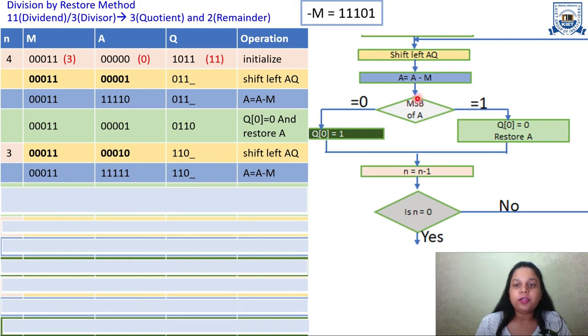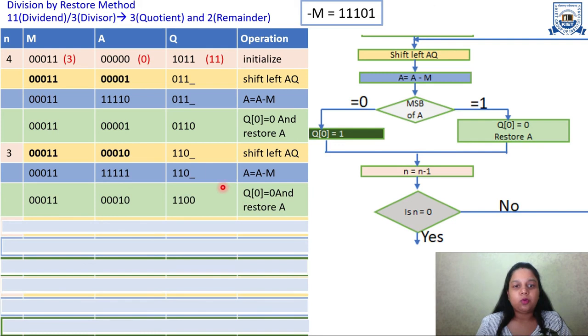Now next we need to check what is the MSB of A. So this is the value of A and MSB is 1. If it is 1, we will perform this step again. So at the place Q0, it means this position, we will place 0 and restore the value of A. Restore the value of A means that this 00010 will be written over here. So at the place of Q0, we wrote 0 and restored A. 00010 is written over here.